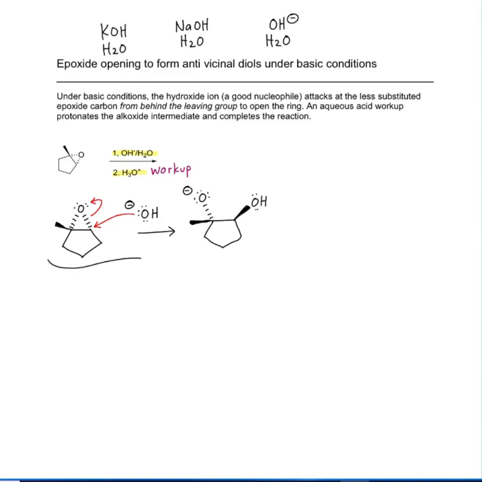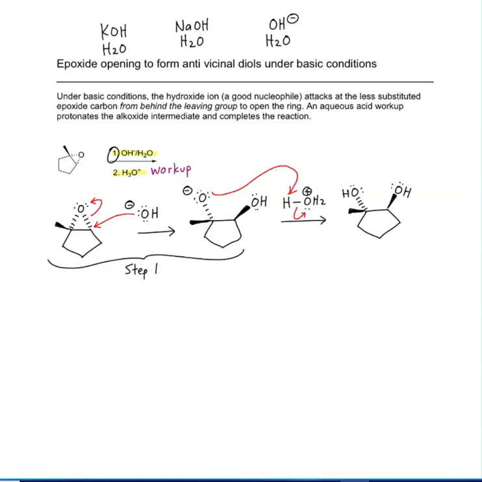So all of that is step one from up here. At that point, you would add in the H3O+ to your reaction mixture. And assuming you don't overshoot the hydrogen, you're going to protonate that oxygen, and that delivers the product. So also an anti-vicinal diol.